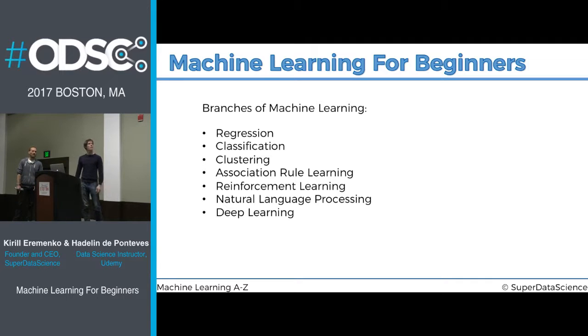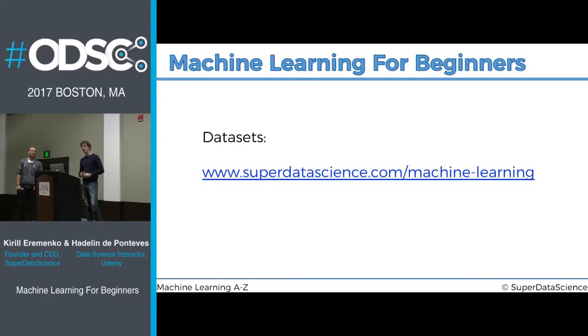And finally, deep learning, the most powerful branch of machine learning, which can solve the most complex problems nowadays. And okay, we're going to work with two data sets today. These data sets are available on the Super Data Science website at this address, so feel free to check them out. You also have the code templates, by the way.